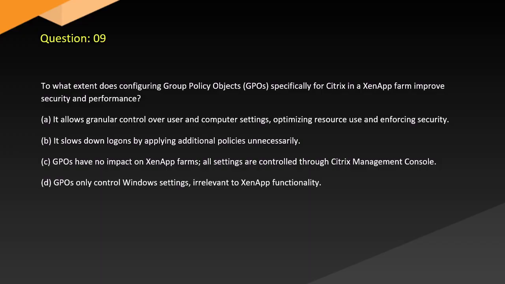Question 9. To what extent does configuring group policy objects, GPOs, specifically for Citrix in a XenApp farm improve security and performance? A. It allows granular control over user and computer settings, optimizing resource use and enforcing security. B. It slows down logons by applying additional policies unnecessarily. C. GPOs have no impact on XenApp farms. All settings are controlled through Citrix Management Console. D. GPOs only control Windows settings irrelevant to XenApp functionality.